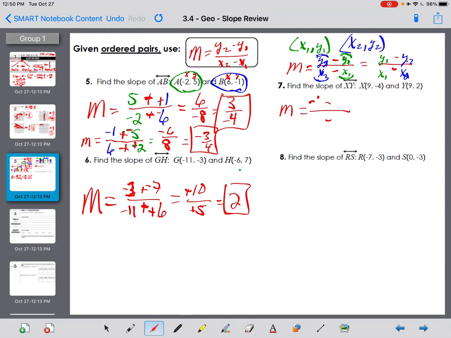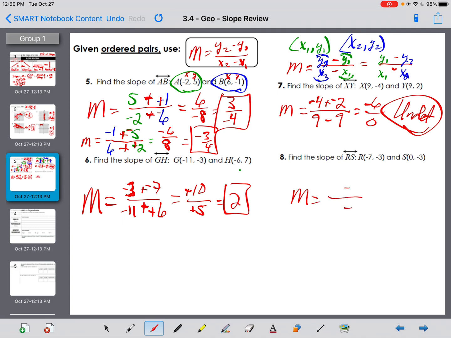Okay, here we go. Let's see if you got them right. Y on top, X on bottom. Y on top, X on bottom. Negative 4 minus 2 gets more negative, negative 6. 9 minus 9 is 0. You can't divide by 0. That's undefined. Y on top, X on bottom. Y on top, X on bottom. 0 over negative 7, that's 0.